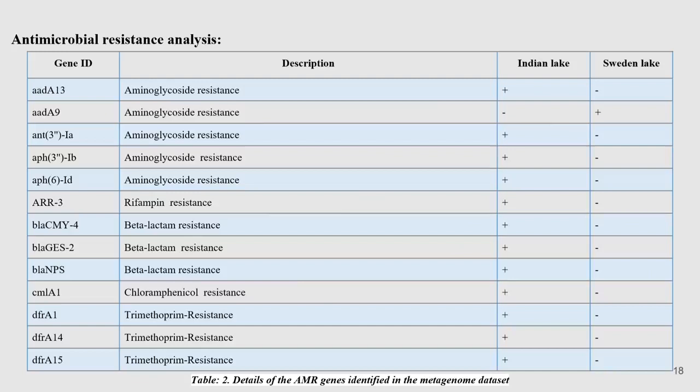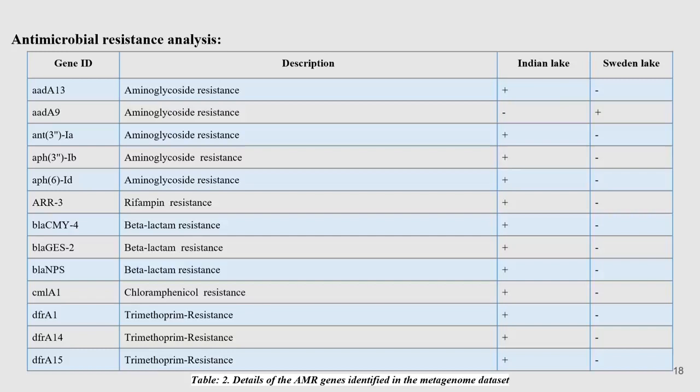The AMR screening revealed the presence of 27 different types of resistance genes in Indian data, while 1 resistance gene was found in Swedish data. The resistance genes present in the Indian dataset confer resistance to major classes of antibiotics such as beta-lactams, aminoglycosides, quinolones, and macrolides, while the AMR gene of the Swedish dataset conferred resistance to the aminoglycoside class.